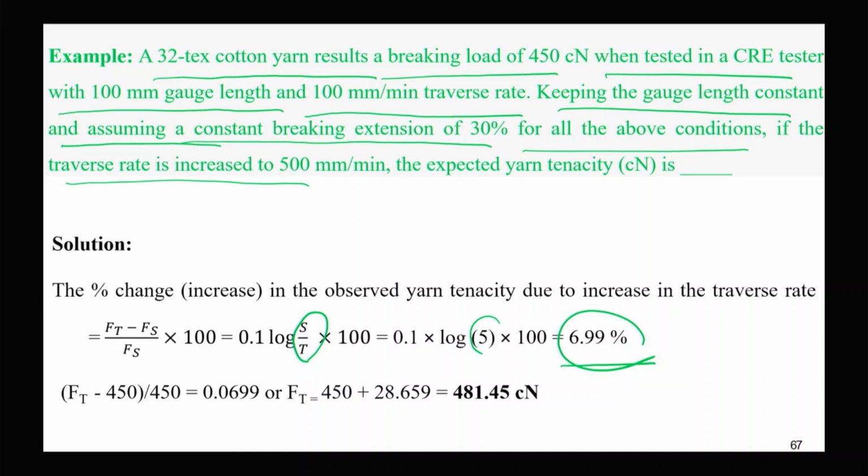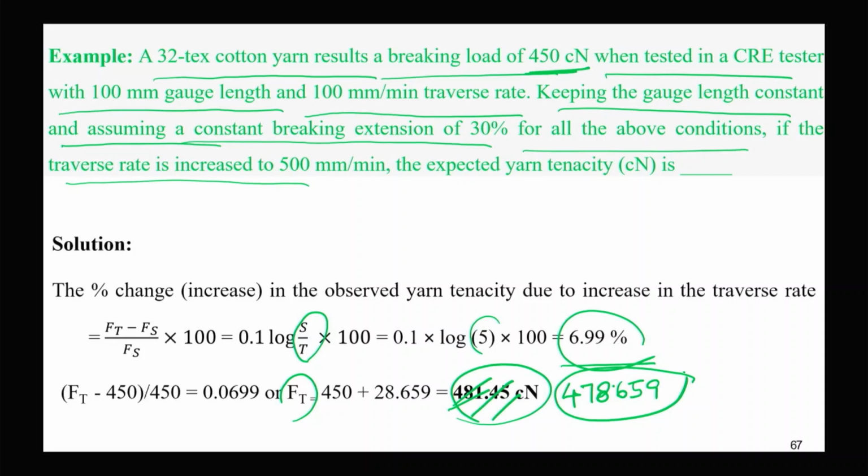There will be a 6.99 percent increase in the observed yarn tenacity. So the 450 centinewton will become 478.659. So the observed strength will be 478.65.